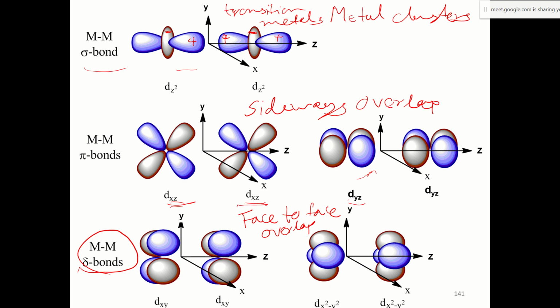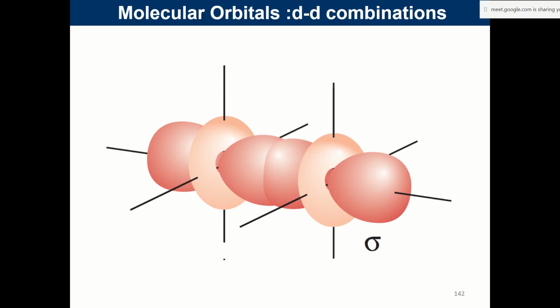dxy, x square minus y square. So to understand it better, this is your axis, sigma bond.